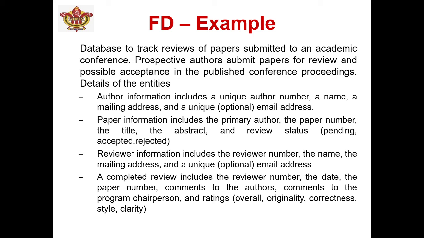Paper information includes the primary author and the paper number, the title, the abstract, and the reviewer status: pending, accepted, rejected. Third is reviewer information, which includes a reviewer number, the name, the mailing address, and the unique optional email address, right? A completed review includes the reviewer number, the date, the paper number, comments to the authors, comments to the program chairperson, and the ratings: overall, originality, correctness, style, clarity.